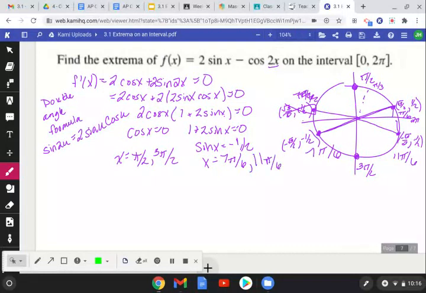So if you notice, we actually have 6 things we have to plug in because we also still have to plug in our endpoints. So I'll do our endpoints. We have f of 0, f of 2 pi. We have f of pi over 2. We have f of 3 pi over 2. We have f of 7 pi over 6, and f of 11 pi over 6.